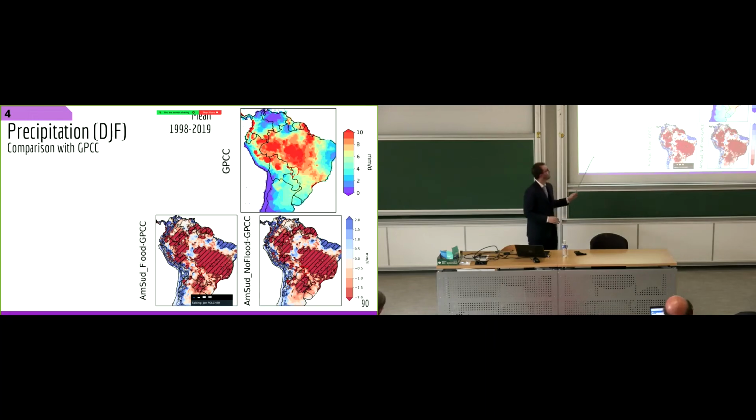First, I show the precipitation. This section basically focuses on the wet season between December and February. For the precipitation, this is the difference between abs flood and GPCC, and here for abs no flood. What you can see is that we are underestimating the precipitation over the upper Paraguay River Basin, and I also looked at other observations of the precipitation, such as CHIRPS and GPM, and basically the uncertainty of the precipitation observation is much lower than the difference with the simulation. So we are underestimating the precipitation.